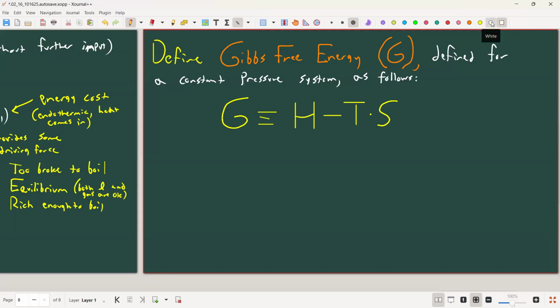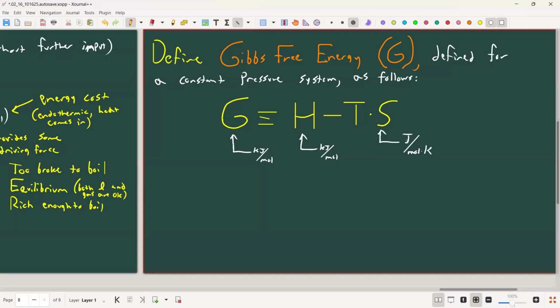Just some notes for you. Typically, enthalpy is reported in kilojoules per mole. Entropies are much smaller, so typically these are reported in joules per mole Kelvin. Just make a note of that, that sometimes there's a unit disagreement between these.